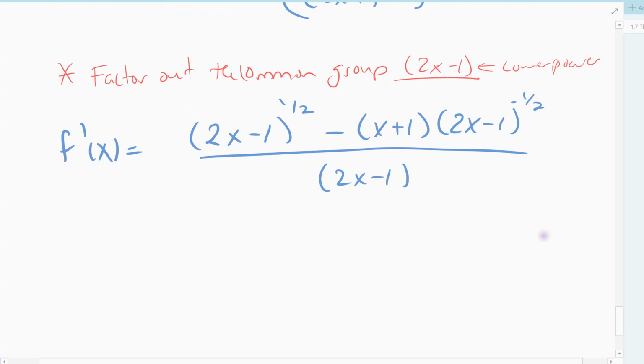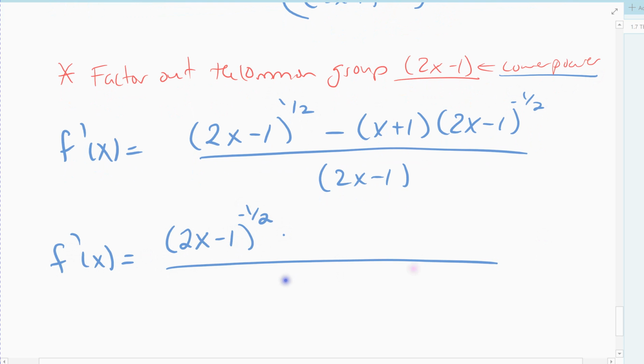Factoring out that group that they share in common. All right, I can pull out a 2x minus 1. The lower power, well, I've got a positive 1/2 and a negative 1/2. The negative 1/2 is the lower power. That's still over 2x minus 1. I can't do anything yet until I get to this step. All right, times what's left over. All right, so what's left over, remember, factoring means I'm dividing out.